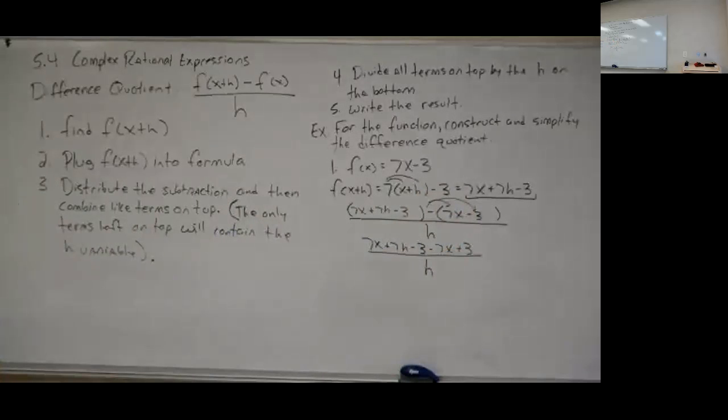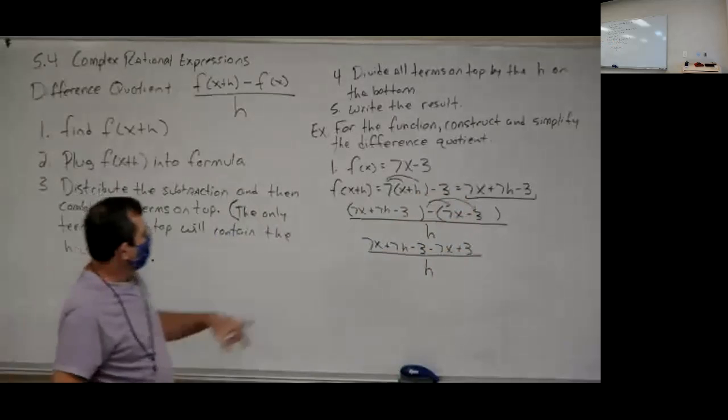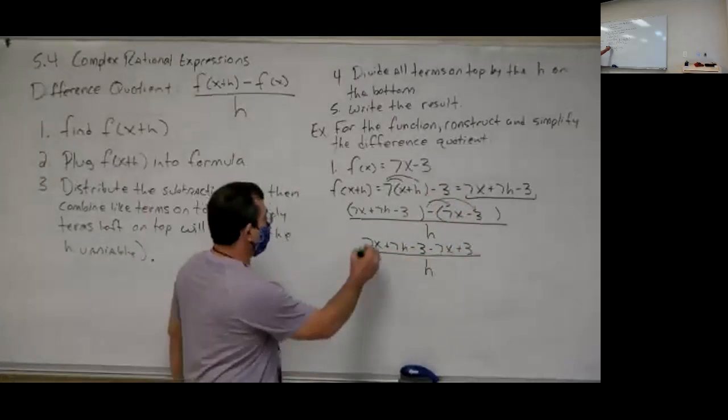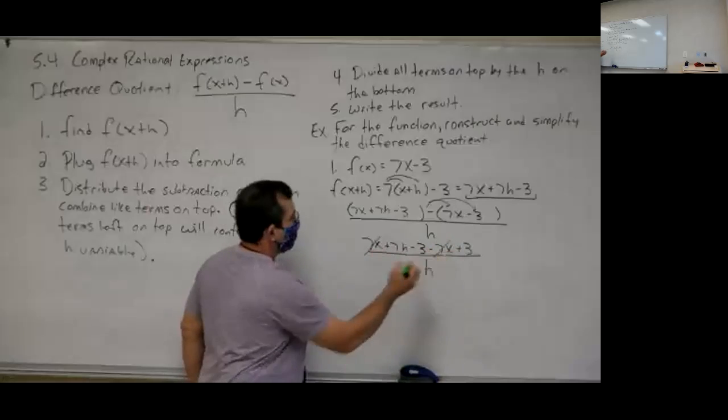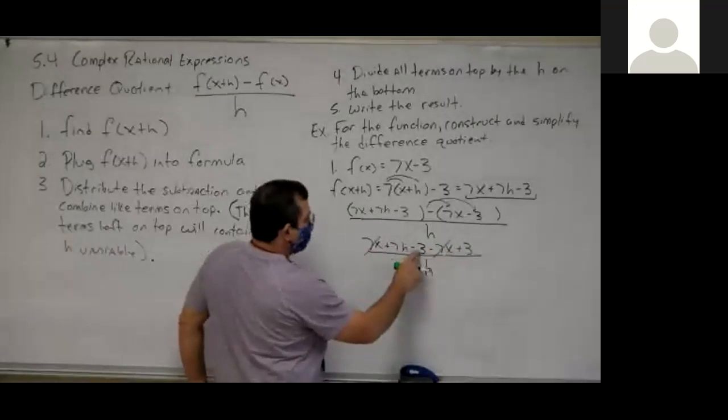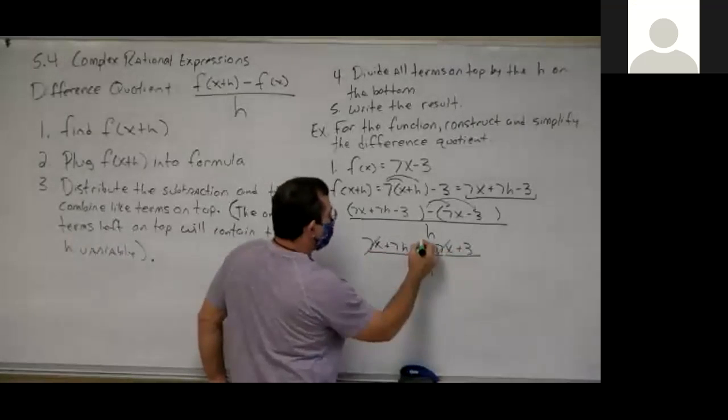So now, when I combine my terms on top, a lot of stuff should start canceling out. So we got a 7x. It's going to cancel with the negative 7x. So I'm going to cancel them out. I got more. I got a negative 3 up here. This negative 3 is going to cancel with the positive 3.